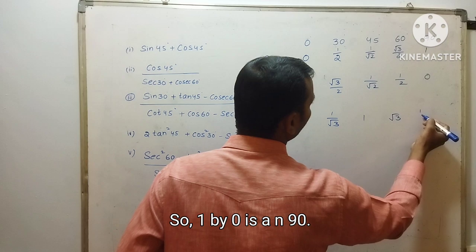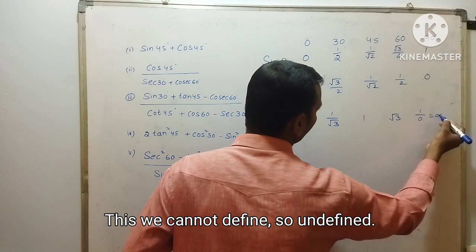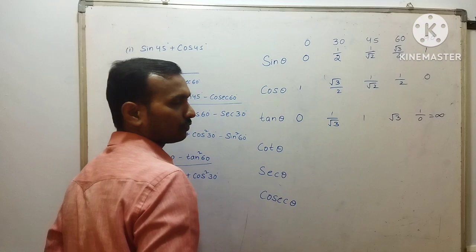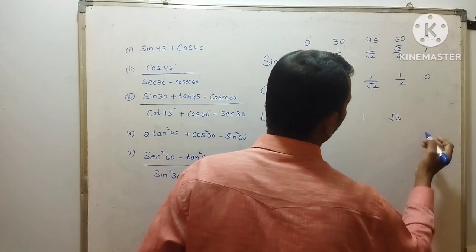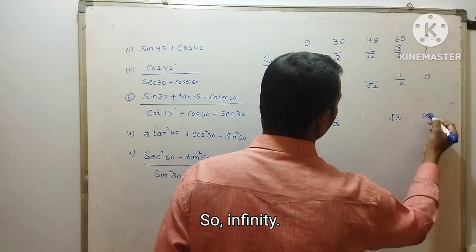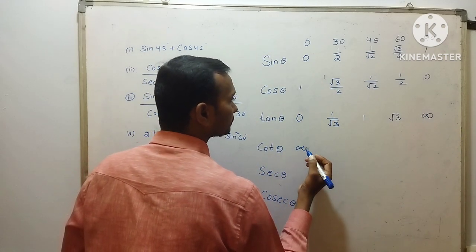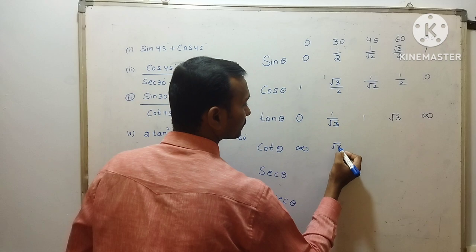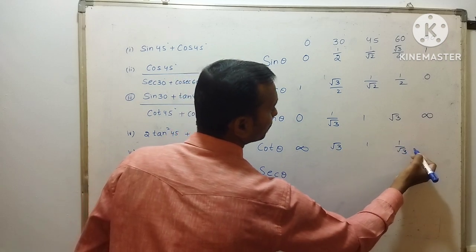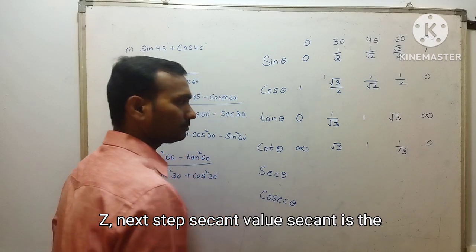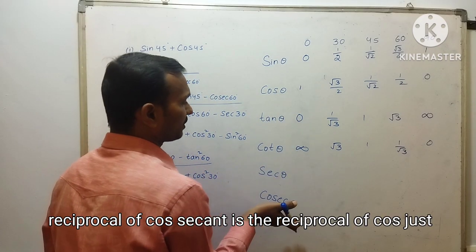So 1 by 0 is tan 90. This we cannot define, so undefined. So 1 by 0 is undefined, infinity. So just write in reverse direction to get the cot values. Zero. Next, secant value.